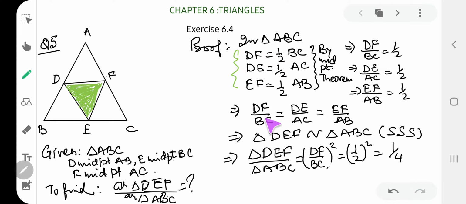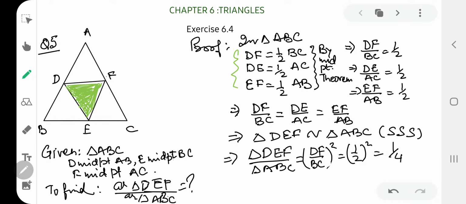That means we can say all the three sides of this triangle are proportional to the three sides of this triangle, as the ratio of all of them is equal to half. If the ratio of the sides of two triangles are proportional, we can say that the triangles are similar by SSS. As all the three sides are giving us ratio 1:2, 1:2, 1:2, that means we can say that these two triangles are similar by SSS similarity.